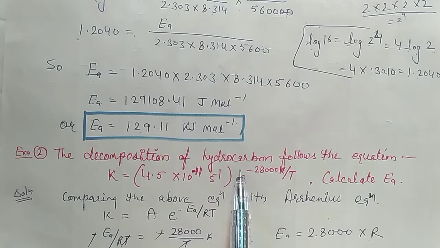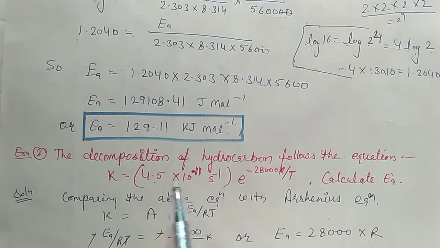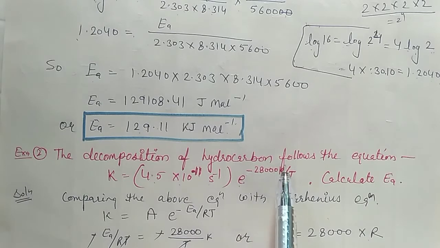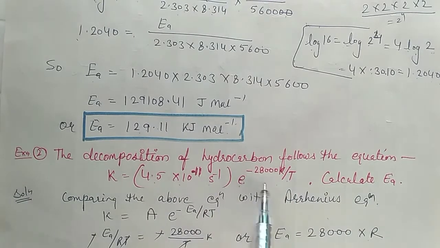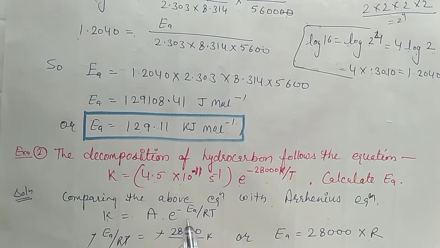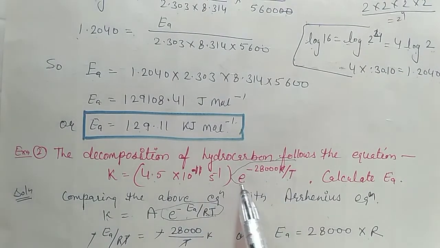The decomposition of a hydrocarbon follows the equation k is equal to 4.1 into 10 to the power 11 second inverse, e to the power minus Ea, minus 28000 Kelvin upon temperature T. Calculate Ea. This is the Arrhenius equation. Comparing the above equation with the Arrhenius equation, k is equal to A exponential to the power minus Ea upon RT. The exponential term resembles this equation.